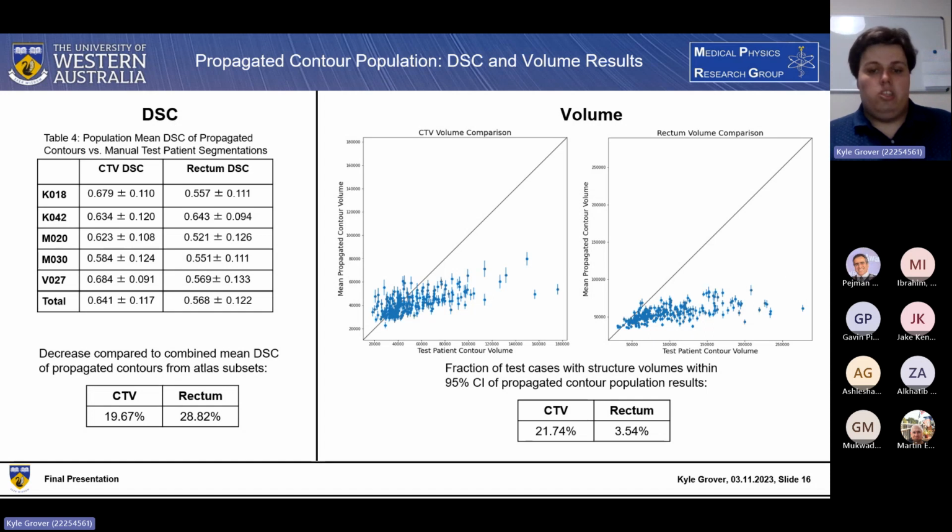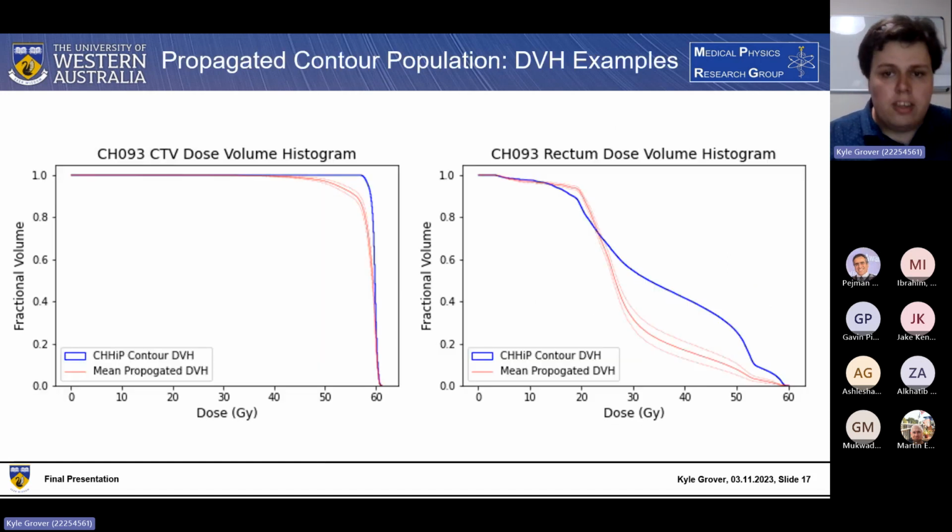And this is a lot higher, mostly due to the variance that exists between the volumes that were considered. And for the rectum, this is a lot smaller and very drastic, at 3.54%. So it begins to call into question whether these volumes are actually very well representative of the target patient anatomy.